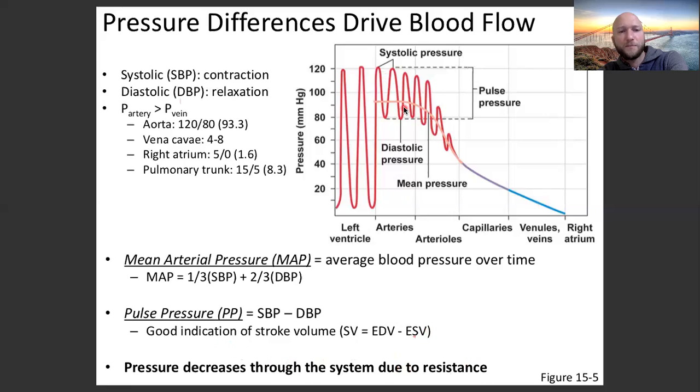Pressure decreases through the system due to resistance. So why is there high blood pressure in the aorta and then it gets lower throughout the system? It gets lower throughout the system because of resistance. Resistance is the reason why pressure decreases throughout the system.